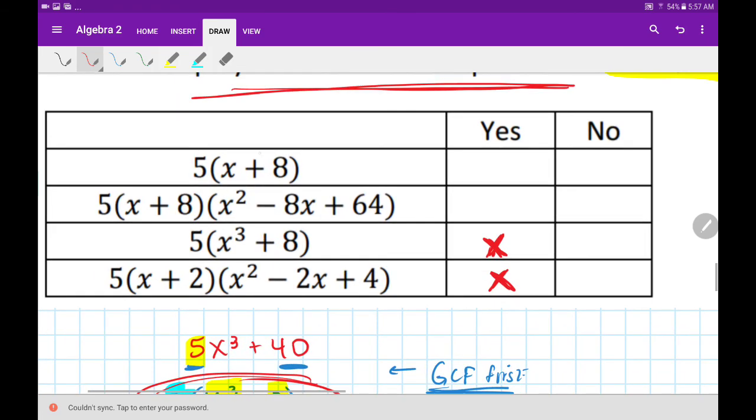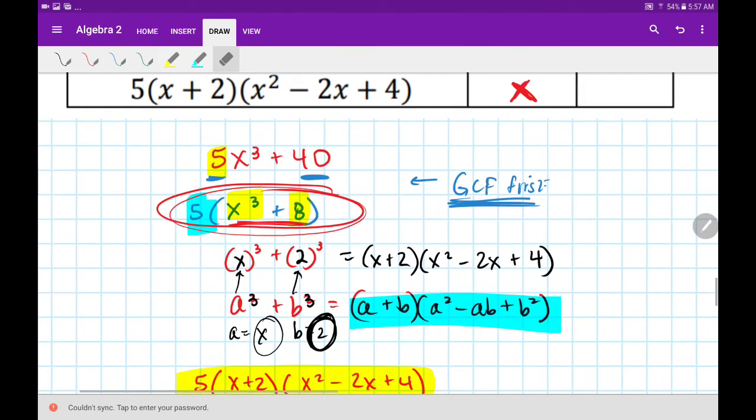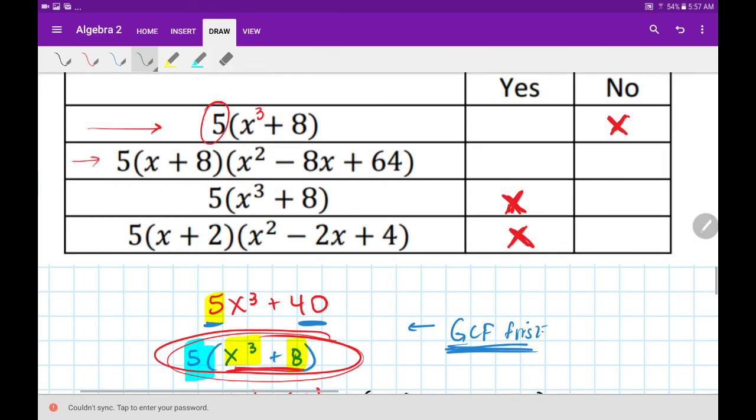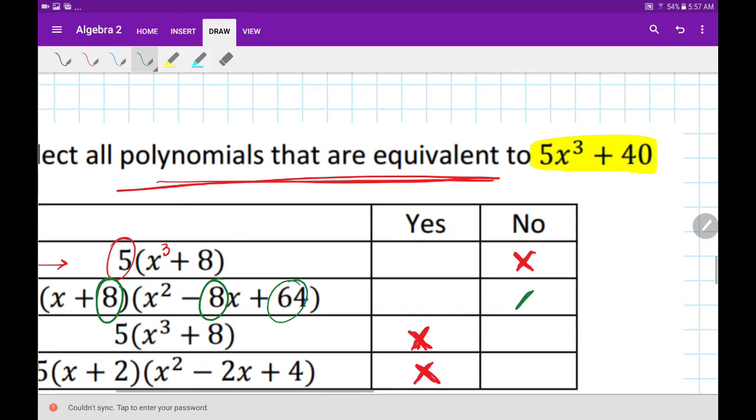Now what's wrong here for the first term? We factored out the 5, but we should have been left with the x cubed. And this one's missing that, so this is incorrect. And what's wrong with this one? It looks like they did difference of cubes. However, they messed up. While their b should have been 2, they got their b value to be 8, which is incorrect. So this is also no.